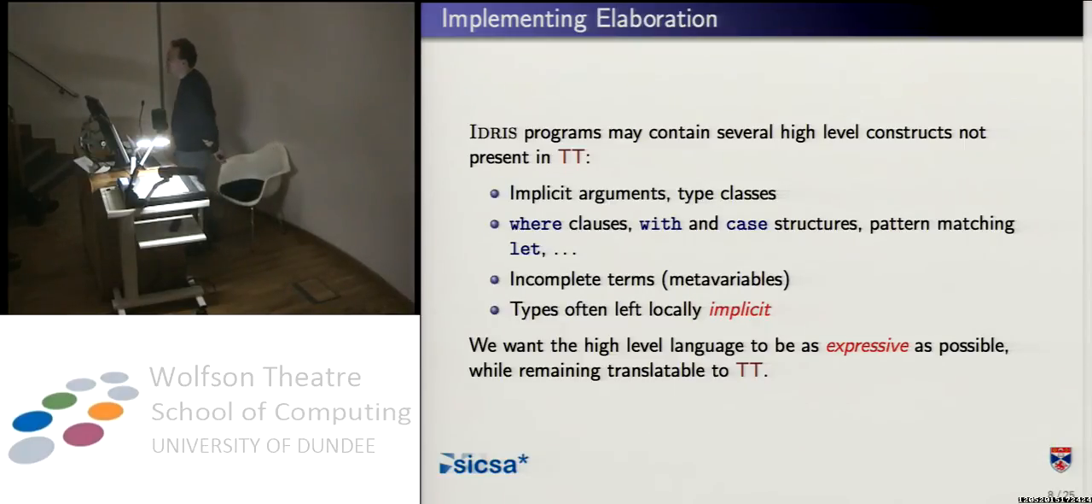Types might also be left just locally implicit. Like, you don't want to put types on lambdas, you don't want to put types on let bindings. So I guess I am doing type inference in some sense here. So while we have top level types for everything, we'll try to infer as much as possible as we go.